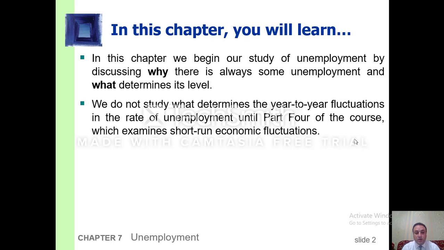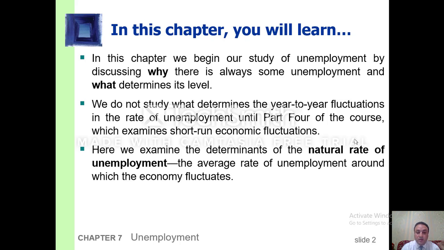We don't study what determines the year-to-year fluctuations in the rate of unemployment, as we discussed before, until the fourth part of our course, which examines short-run economic fluctuations. But now we are dealing with the classical theory, in the long run. So we are not going to study the year-to-year fluctuations of unemployment. Here we examine the determinants of the natural rate of unemployment.